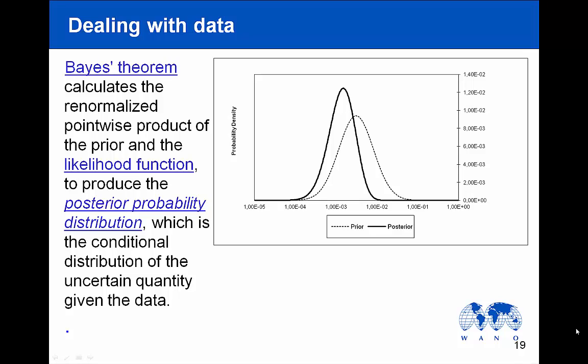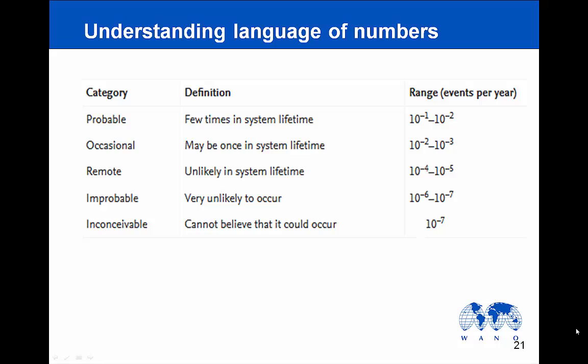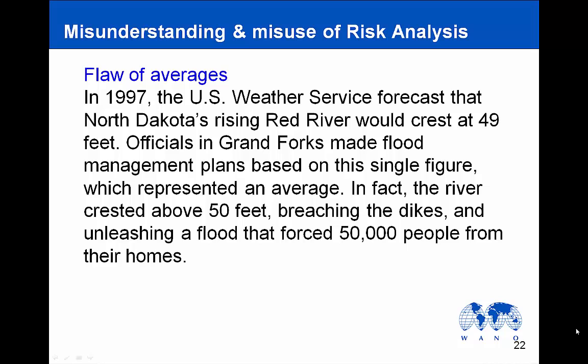Generic data refers to parameter related information that is non-specific to any particular plant or application, being an aggregation over more than one data source. And sources are on the screen. But how to combine obtained numbers with real life? This table helps you.